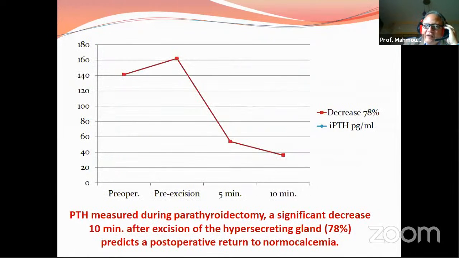This figure shows us the parathyroid hormone measured during parathyroidectomy. As we see, after 5 minutes, there is a significant decrease in the parathyroid hormone after excision of the hyperfunctioning gland, decreasing by more than 50%, and 10 minutes later, there is a decrease of more than 75%. After excision of the hypersecreting gland, 78% was the decrease in the level of the parathyroid hormone detected, predicting a post-operative return to normocalcemia.